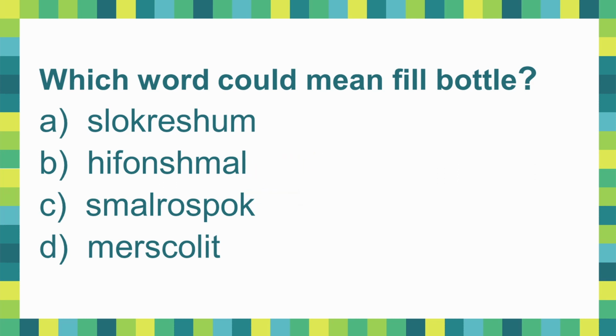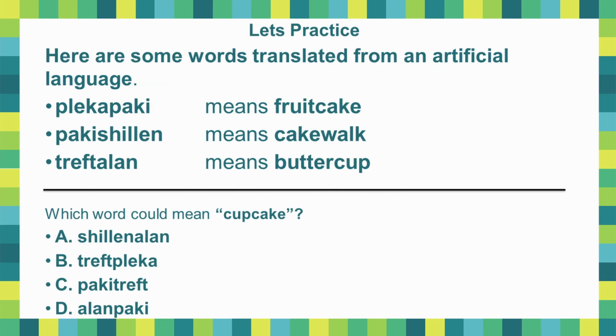Let us continue with another question. Here are some words translated from an artificial language. Your job is to find out which word could mean cupcake. So here are the words: play kapaki, paki hishelem, and tref talan. As we said, it is indeed an artificial language. So play kapaki means fruitcake. Paki hishelem means cakewalk. And tref talan means buttercup. So, which word could mean cupcake?